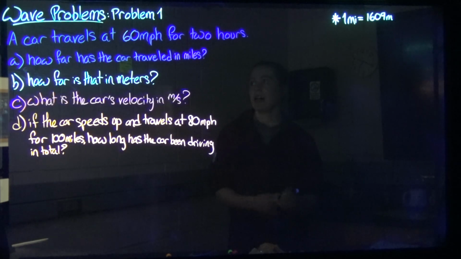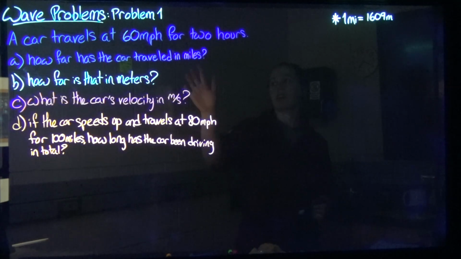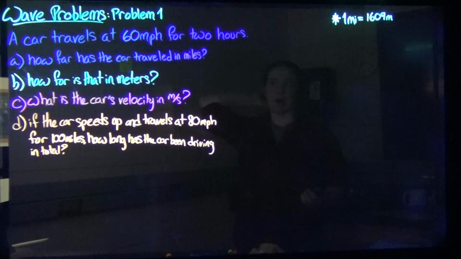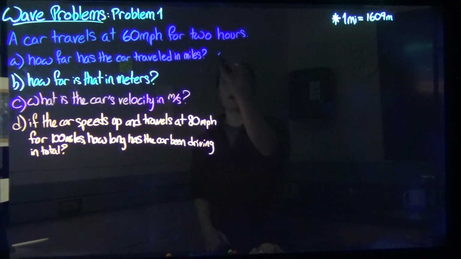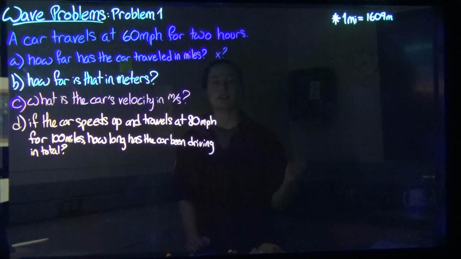Alright, so here we have a problem that has to do kind of indirectly with waves. This is really just about using velocity. So a car travels at 60 miles per hour, that's what mph is, for 2 hours. We want to know how far the car has traveled in miles. So we want a distance, x.